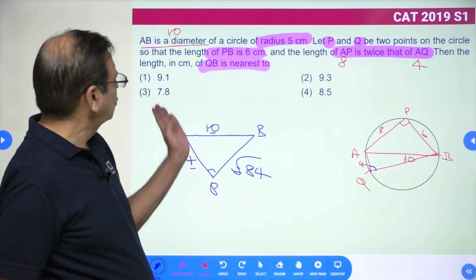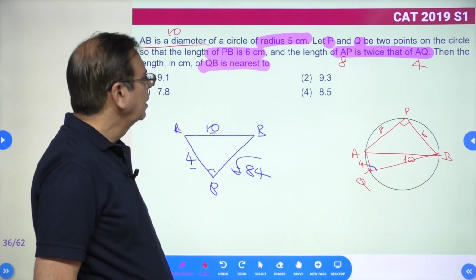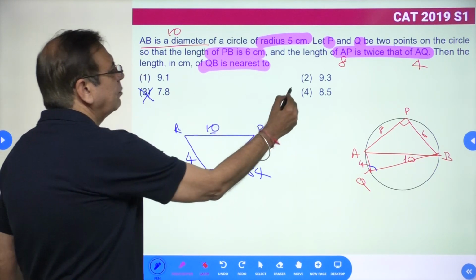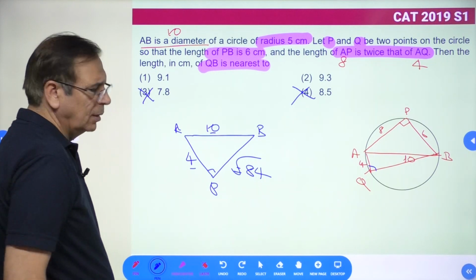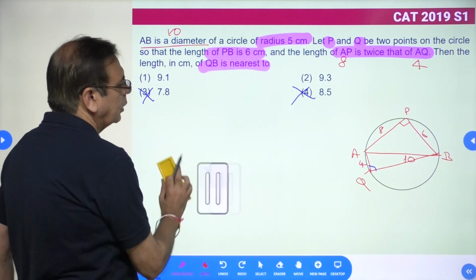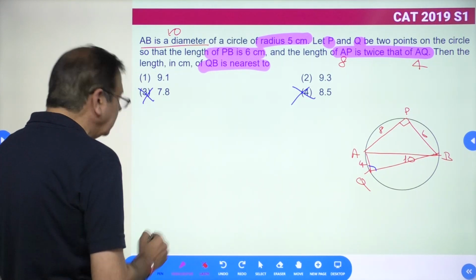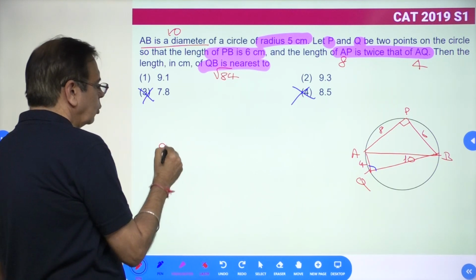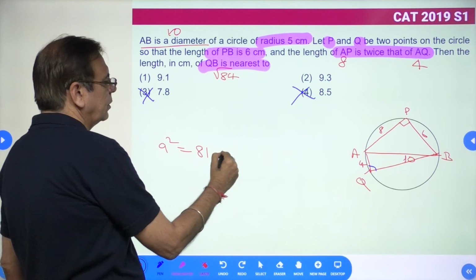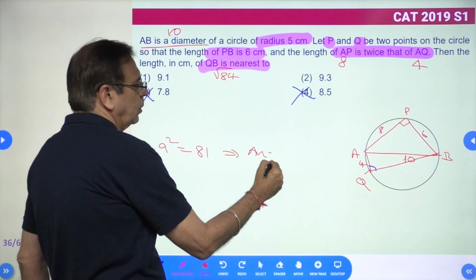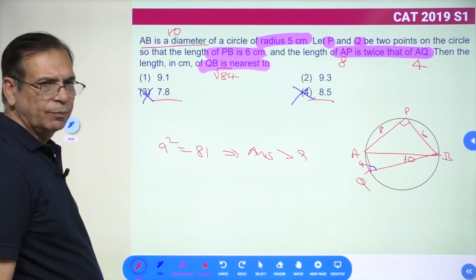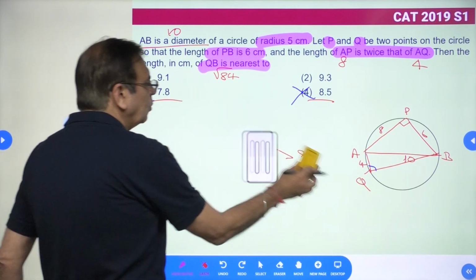Okay. But the choices are fairly stupid. The choices are fairly stupid. But even then, under root 84 means these two are wrong. Okay. We need to know QB as far as we are concerned. QB is under root 84. 9 square is equal to 81, which implies my answer has to be greater than 9, which is why I have eliminated 2 choices straight away. Okay. Now I am left with 9.1 and 9.3.